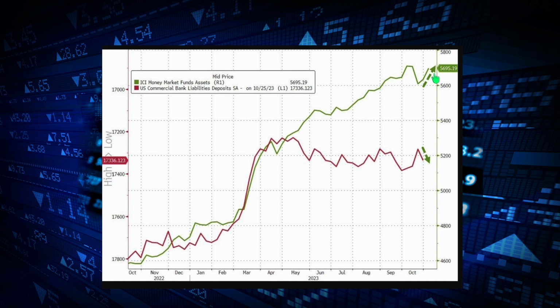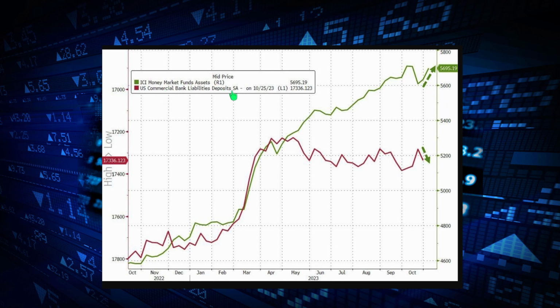I talked to about 3 people this week that said, oh, hey, guess what? I opened up a CD for the first time. I'm like, yeah, good for you. Cool. Lock in that 5% for 18 months or whatever. That's money on the table if you have cash lying around. So continued inflows to money market funds.